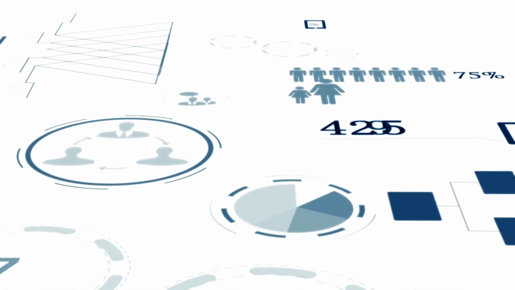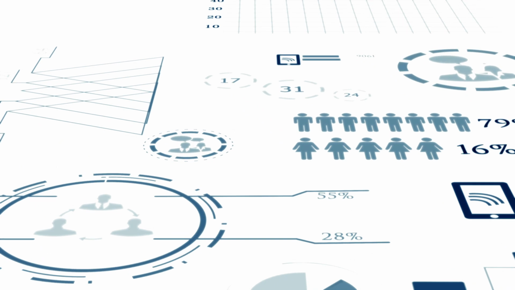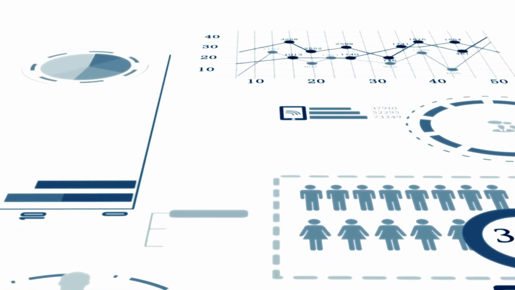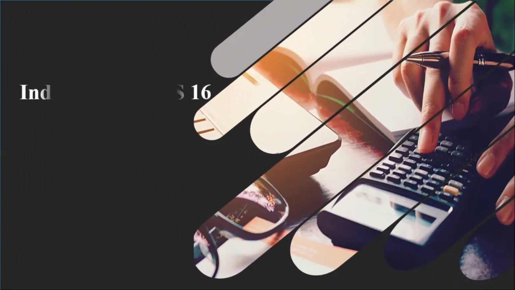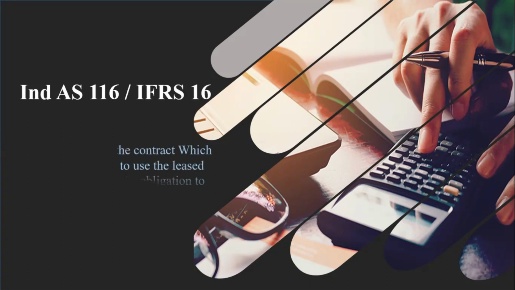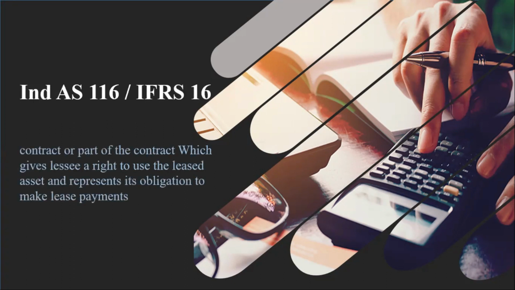As we are aware, IBM Planning Analytics is used to implement collaborative planning, budgeting and forecasting solutions for analytics and reporting applications. Today we are going to see its accounting application, showcasing AS 116 or IFRS 16. It is a contract or part of a contract which gives the lessee a right to use the leased asset and represents its obligation to make lease payments.